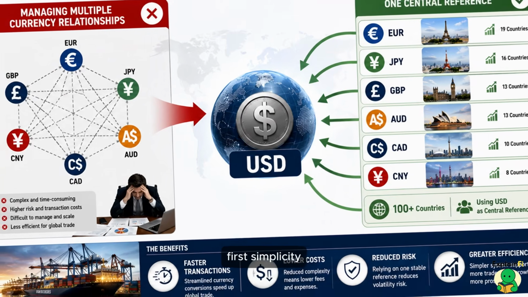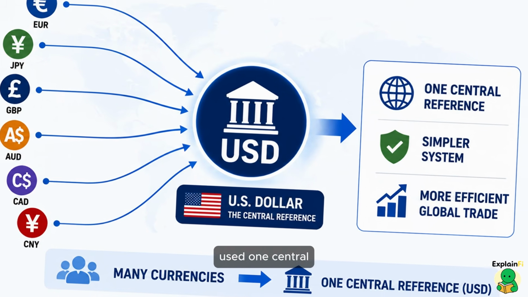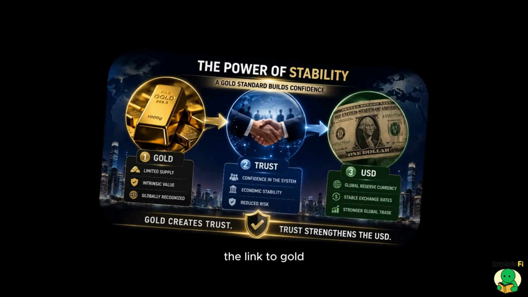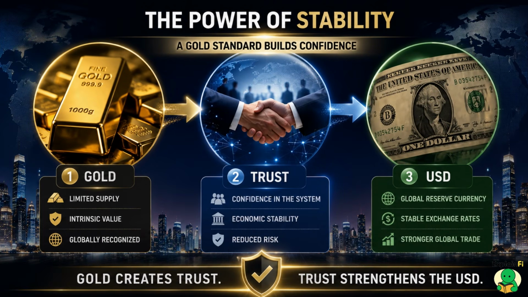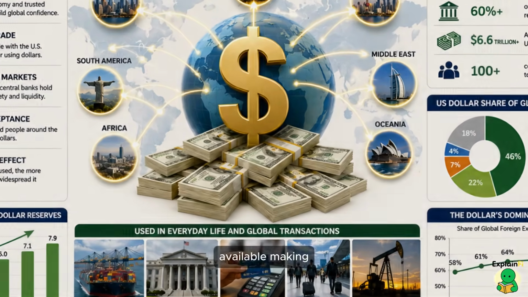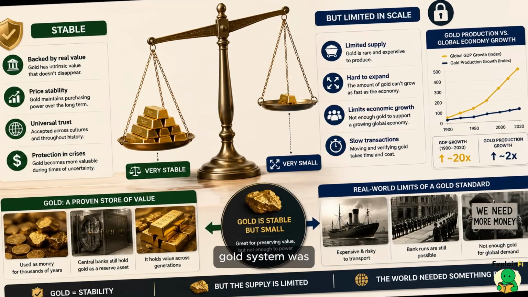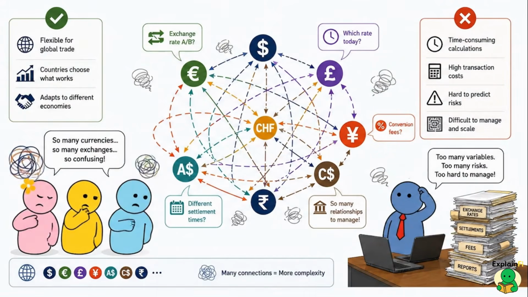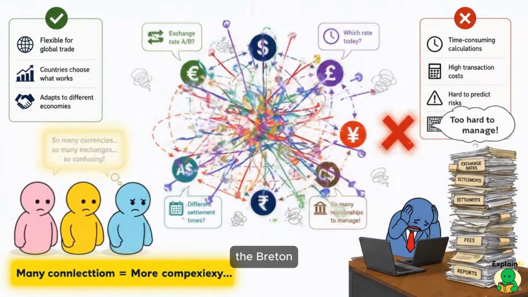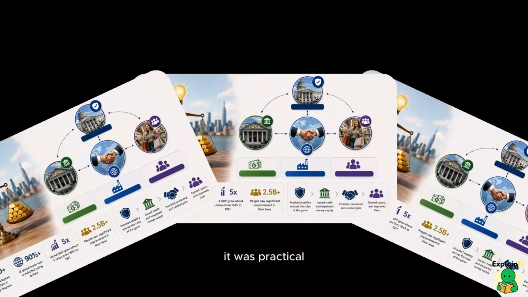First, simplicity. Instead of managing multiple currency relationships, countries used one central reference. Second, stability. The link to gold helped maintain confidence. Third, liquidity. Dollars were widely available, making transactions easier. A pure gold system was stable, but limited. A multi-currency system was flexible, but complex. The Bretton Woods system balanced both. It wasn't perfect, but it was practical.